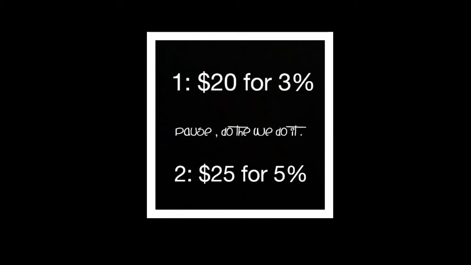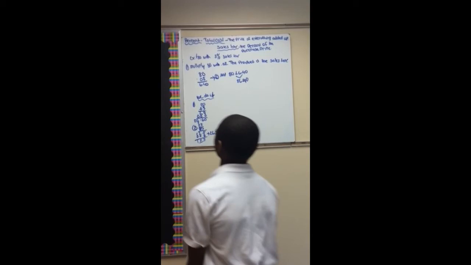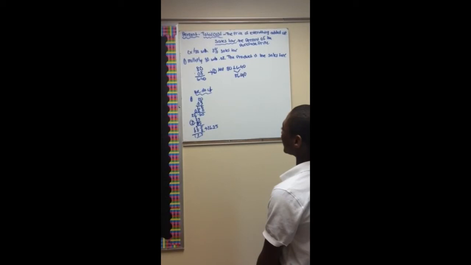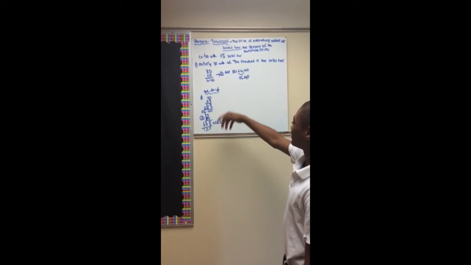When we do it, we'll do $20 with 3% sales tax. And the second one will be $25 with 5% sales tax. You see here, you do 20 times 3%, you get 60. And you move the decimal over twice, because there's two numbers behind the decimal. And then you add 20 with 0.6, you get $20.60.